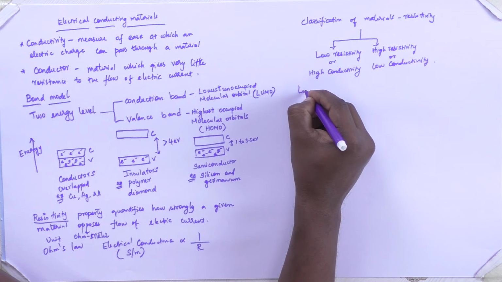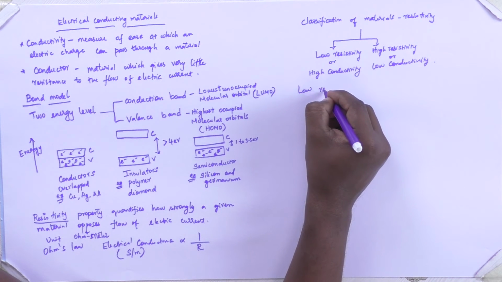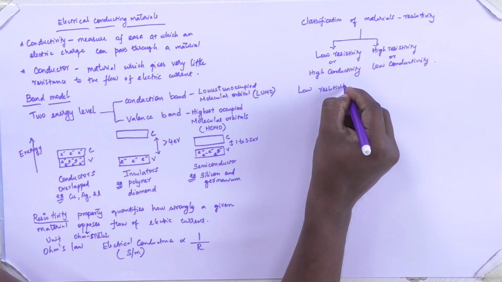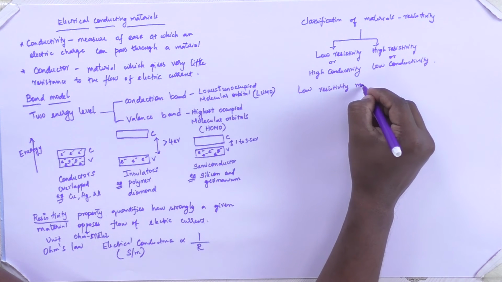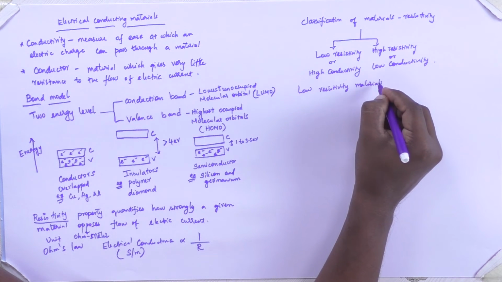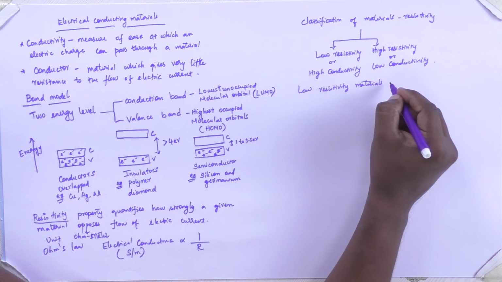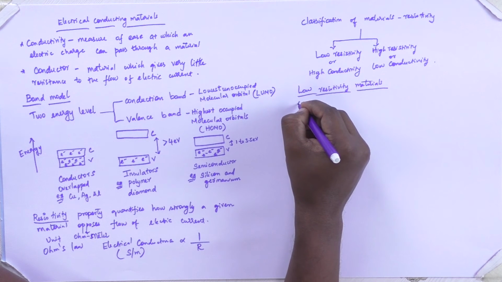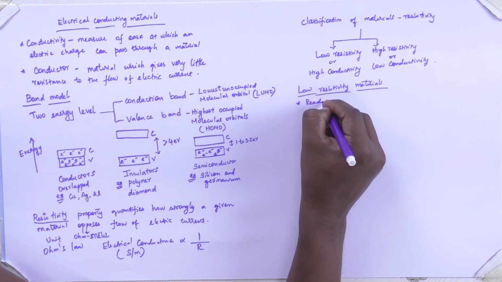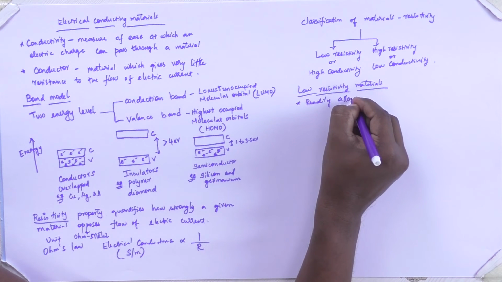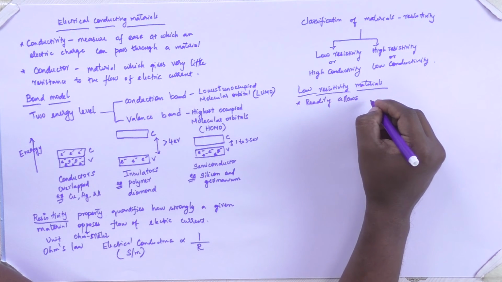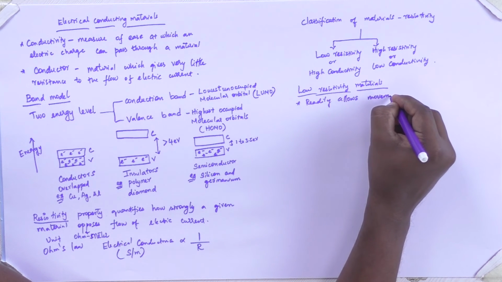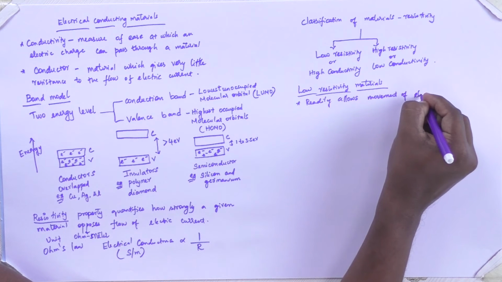So the low resistive materials, or high conductive materials, readily allow movement of electric charges.